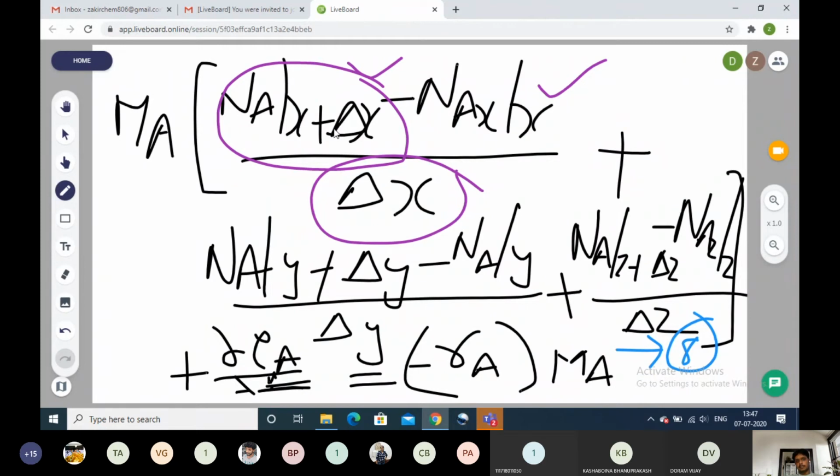N_A at x plus delta x is a complex value, whereas this is the input value. This is a simple value. We need to convert this complex value to these simple input values. Therefore, in order to convert this variable to this variable, we have to apply a Taylor series expansion.